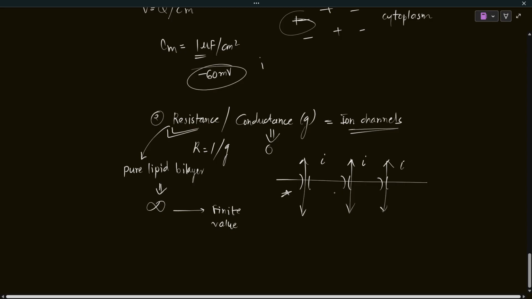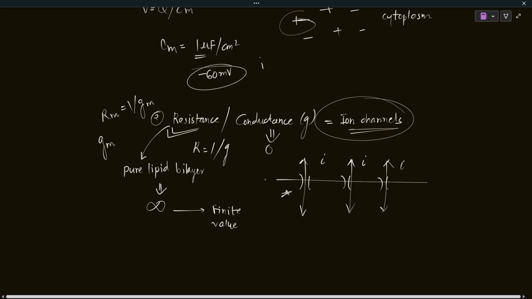And that is why we say that ion channels are the ones giving the resisting property to the membrane. Here, conductance is represented by G, while resistance is represented by R. So the resistance of the membrane is Rm, while the conductance of the membrane is Gm. Resistance is exactly the inverse of conductance. So that's it for resistance.